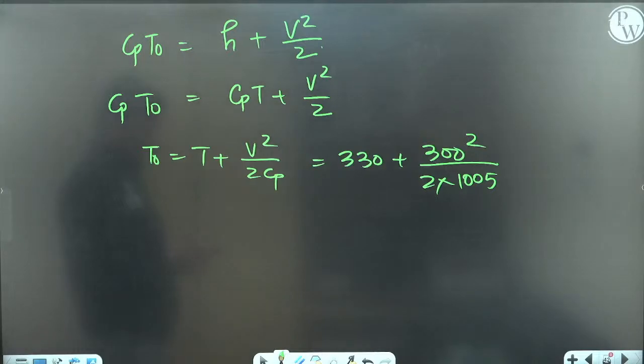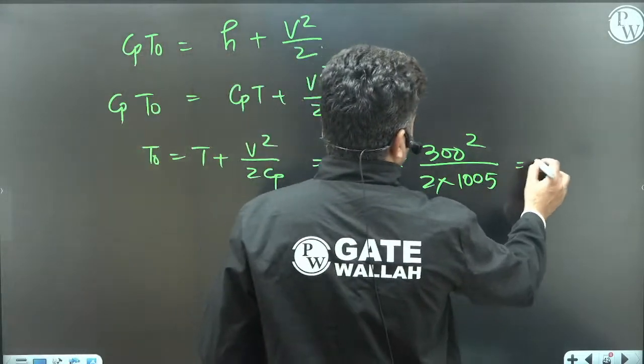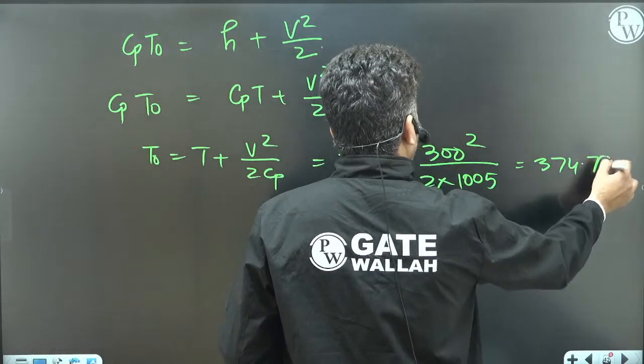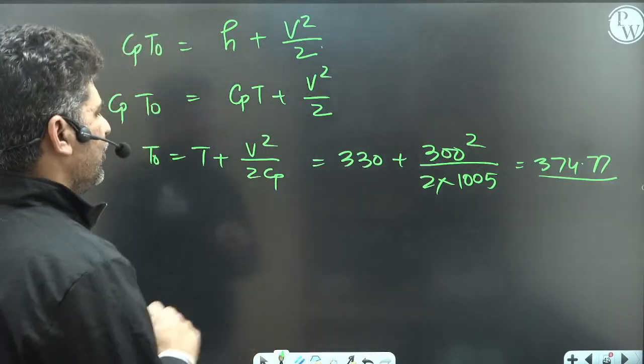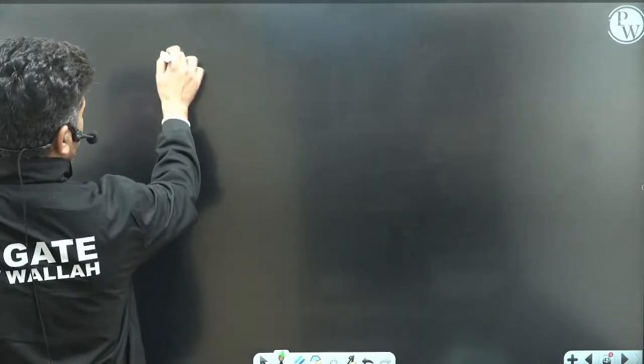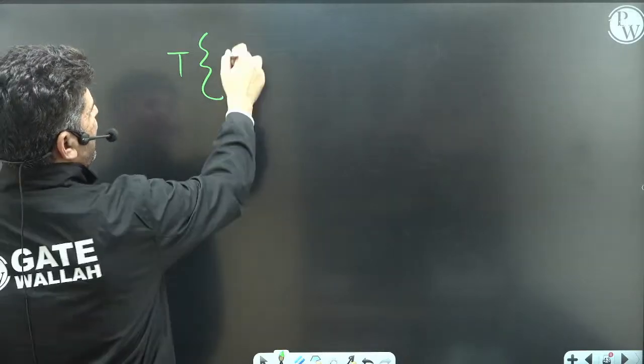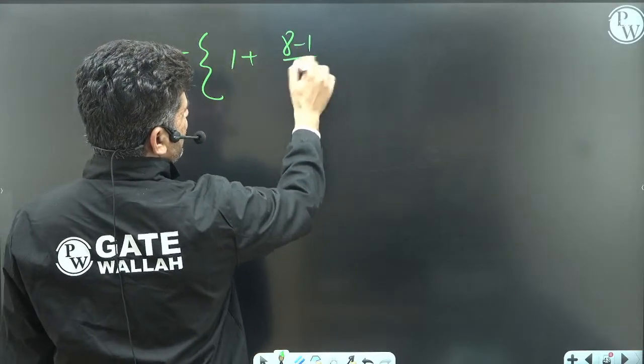Plus 300 multiplied by 300 divided by 2 divided by 1005. So 374.77. 374.77. ठीक है. Many of the students would also like to attempt this in a different way. ठीक है. So a lot of you students, those who remember the formula of T, can calculate this as 2 plus gamma minus 1 by 2.